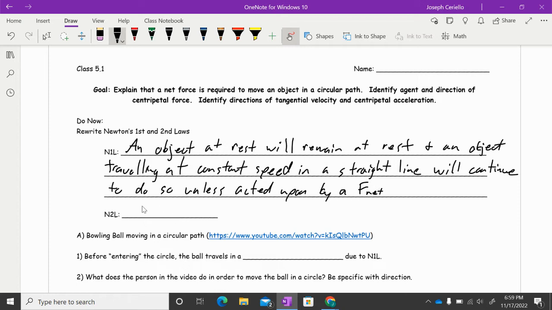Newton's second law, if you recall, is the equation F net equals ma, or a equals F net over m, where acceleration is the net force acting on an object divided by its mass.